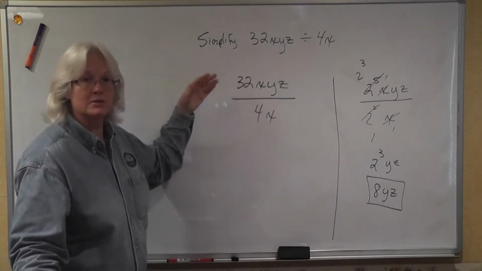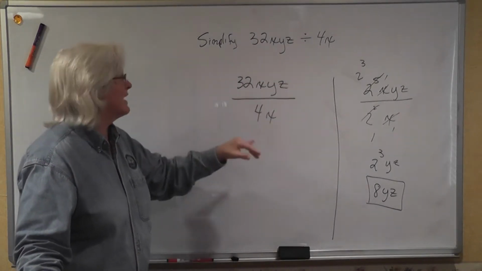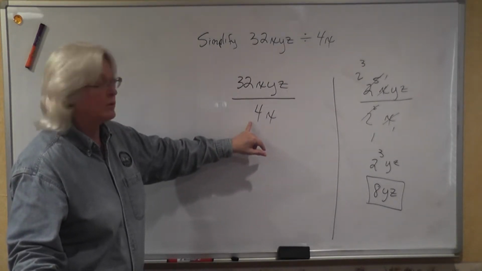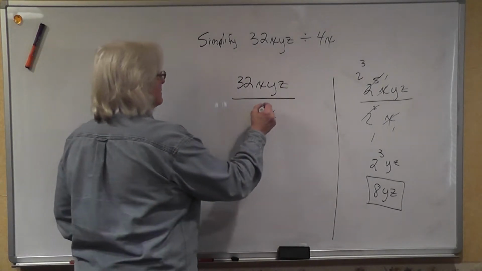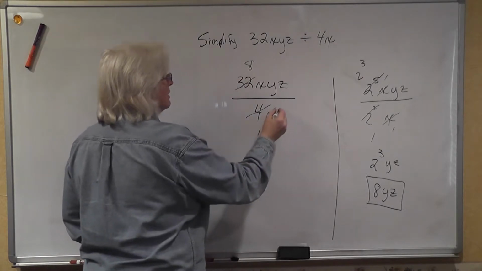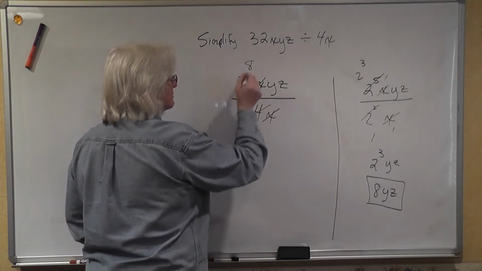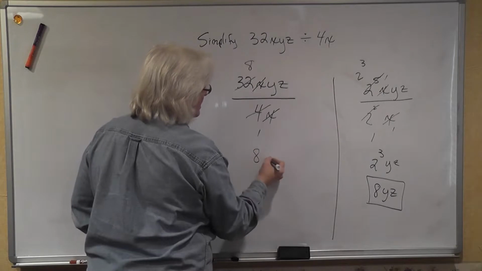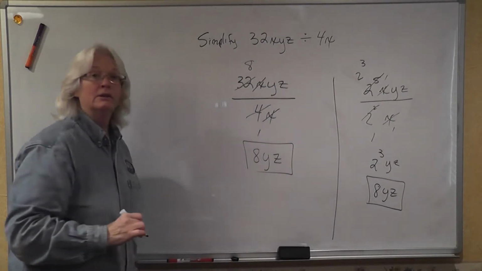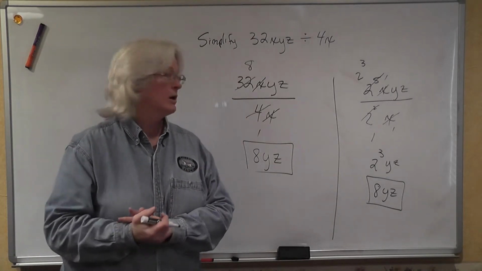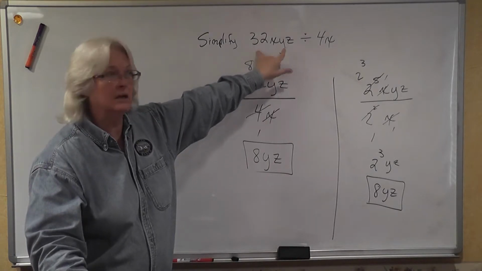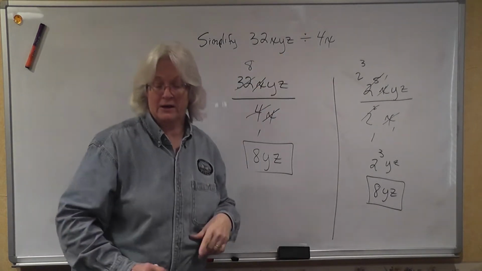Another way to do it is to be familiar enough with your factors that you can say, oh, 32 divided by 4. 4 goes into 32 8 times. I have a common factor of 4 that I'm canceling out. x and x are common factors. What do I have left in the numerator? I have an 8 times a y times a z. The denominator of 1 I don't need to show. So this was how we simplified 32xyz divided by 4x.